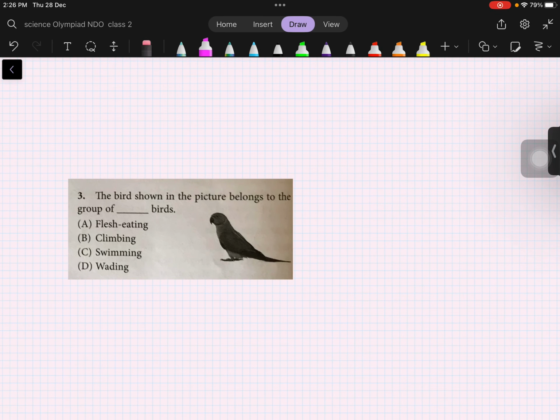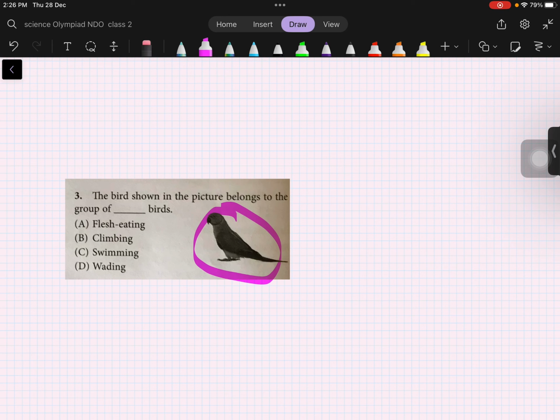The bird shown here belongs to the group of... This is not flesh eating, it's a parrot. It's a parrot. Okay? It's not flesh eating, not swimming, not even wading, but it's climbing. What will be bubble? B.